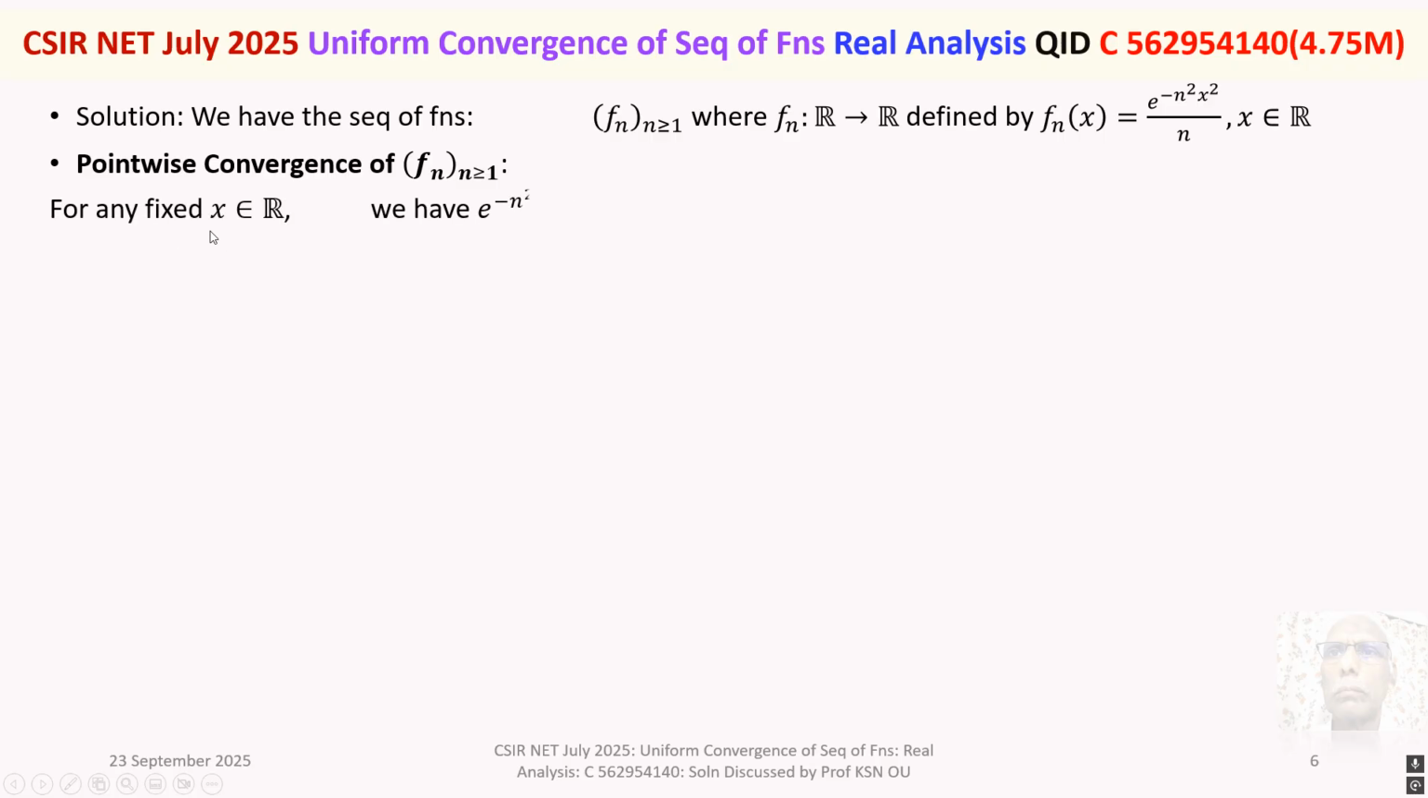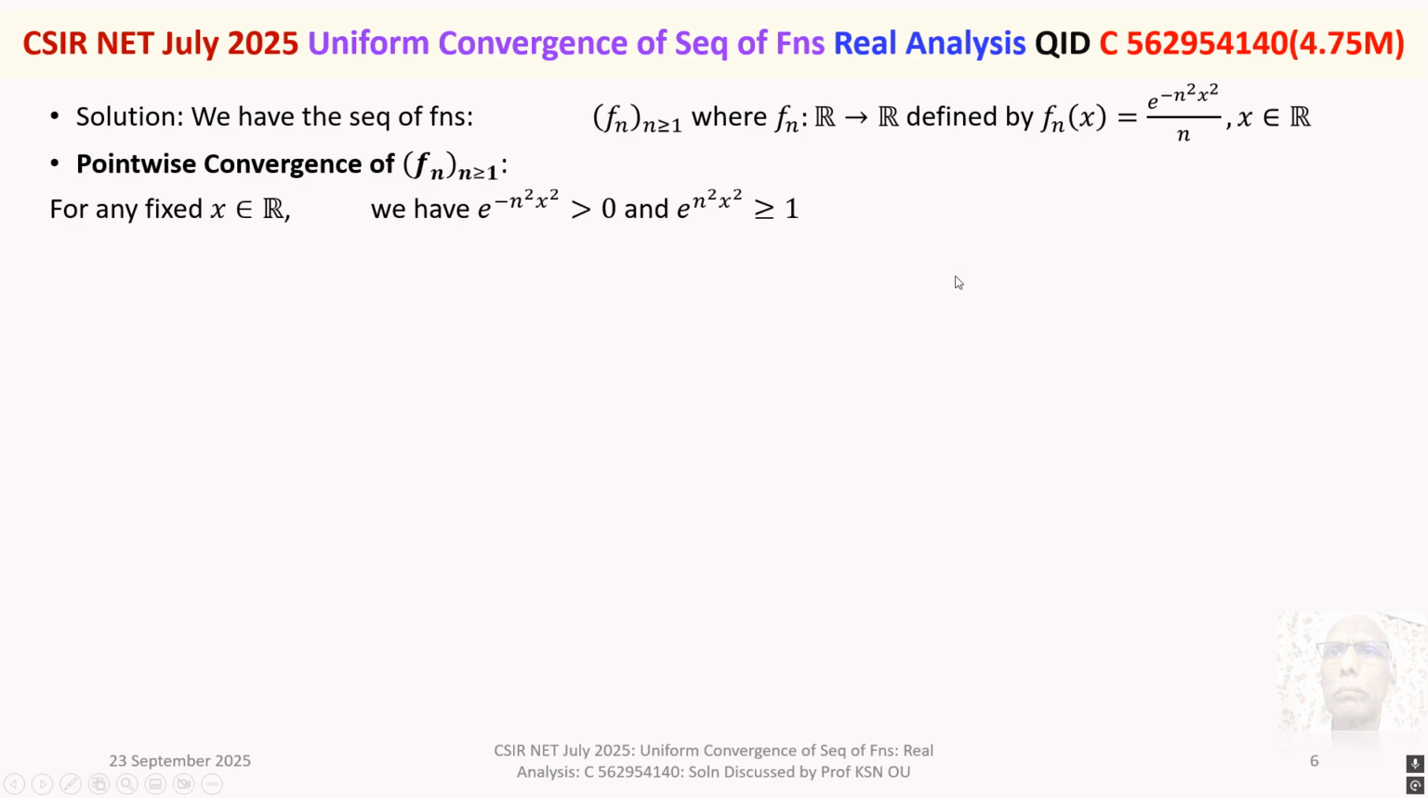For any fixed x belongs to R, we have e power minus n square x square greater than 0, correct? And e to the power of n square x square is greater than or equal to 1. Note down, it's not minus n square x square, it is e power n square x square greater than or equal to 1. If you expand e power n square x square, it is 1 plus n square x square plus so on and so forth. So that gives greater than or equal to 1 for any fixed x belongs to R.